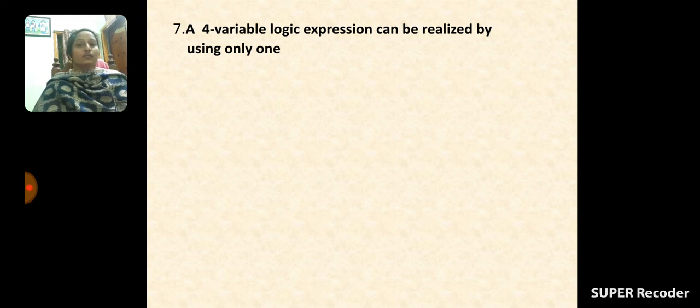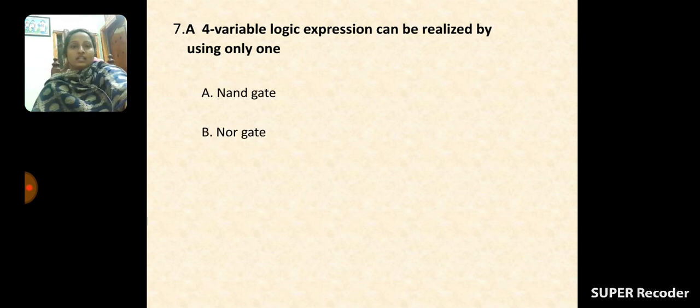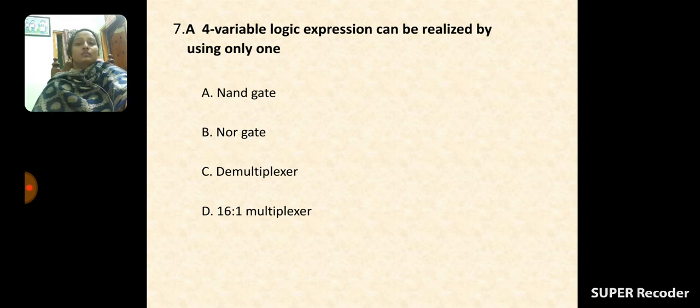Next question. A 4-variable logic expression can be realized by using only one, see clearly, 4-variable logical expression. NAND gate, no. NOR gate, no. Demultiplexer, no. 16 by 1 multiplexer. Why? Because 2 to the power of 4 is equal to 16. Okay, very good. It is clear, I think.